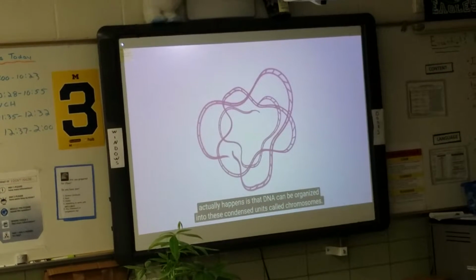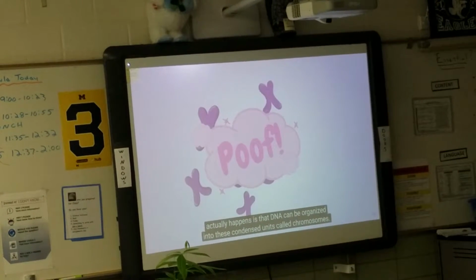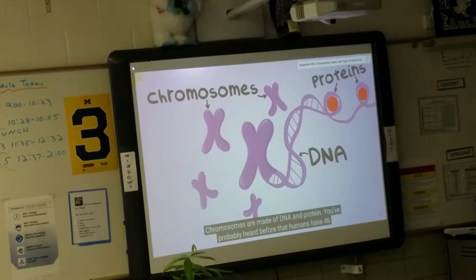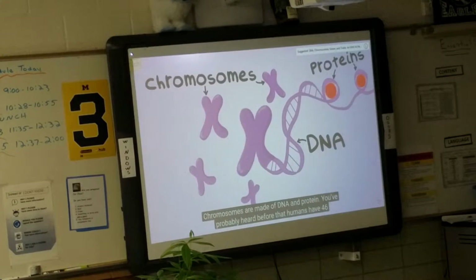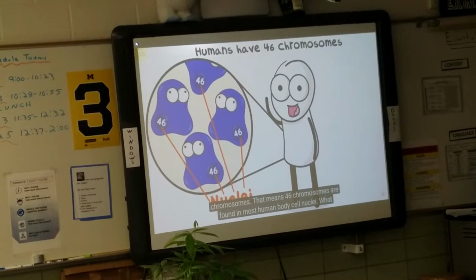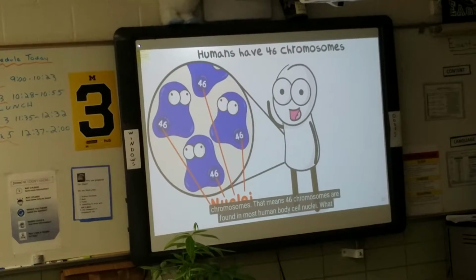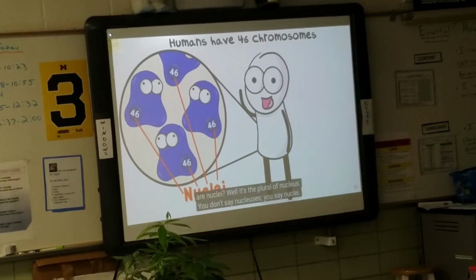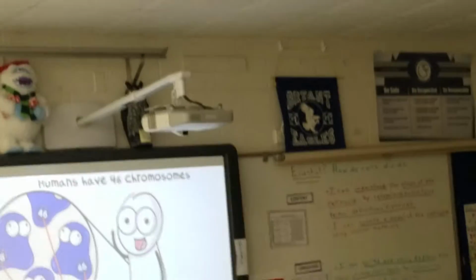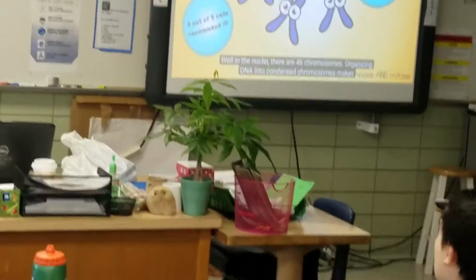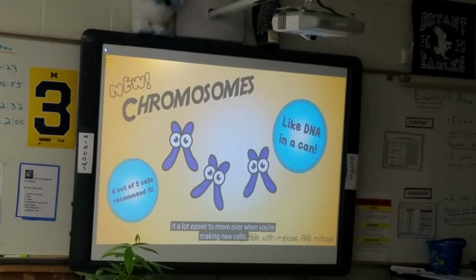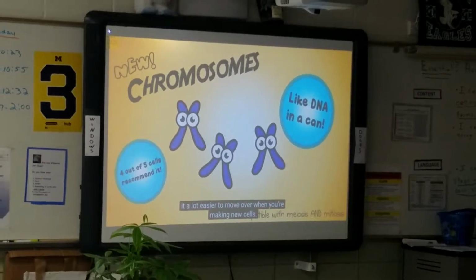Well, what actually happens is that DNA can be organized into these condensed units called chromosomes. Chromosomes are made of DNA and protein. You've probably heard before that humans have 46 chromosomes. That means 46 chromosomes are found in most human body cell nuclei. What are nuclei? Well, it's the plural of nucleus. You don't say nucleus in toothpaste, nuclei. Well, in the nuclei, there are 46 chromosomes. Organizing DNA into condensed chromosomes makes it a lot easier to move over when you're making new cells.